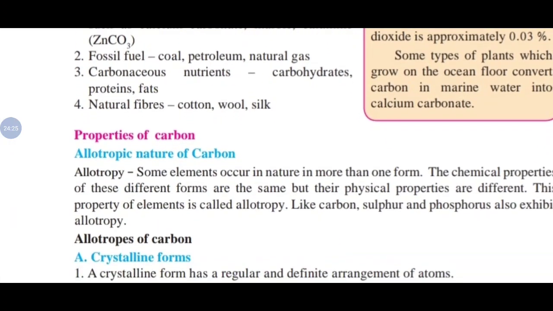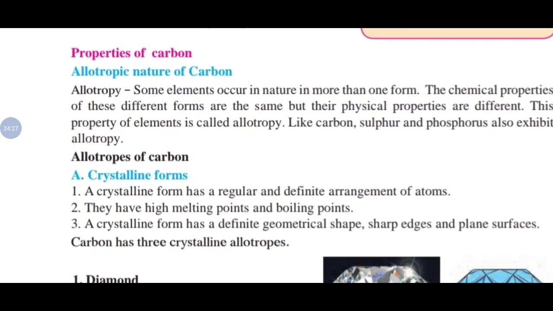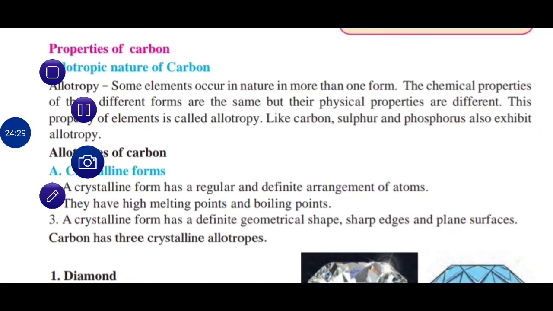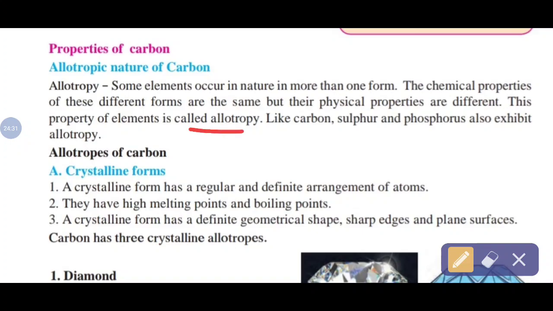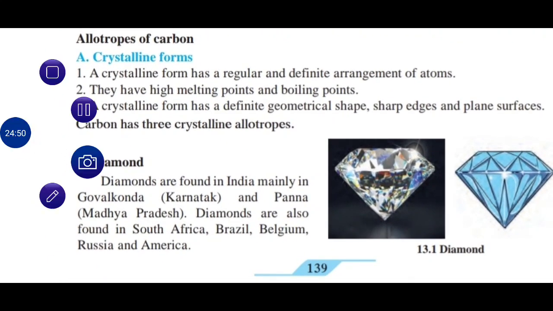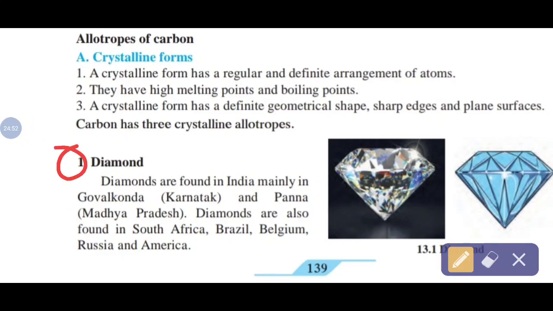Next point, properties of carbon. So allotropic nature of carbon. What is meant by allotropy? That important point is given here. We already marked this definition. A 2 to 3 mark question is asked on this topic: what are the properties of crystalline forms of carbon? So first, second, third, 3 points are given here. Now carbon has how many crystalline allotropes? So 3. First one is diamond.